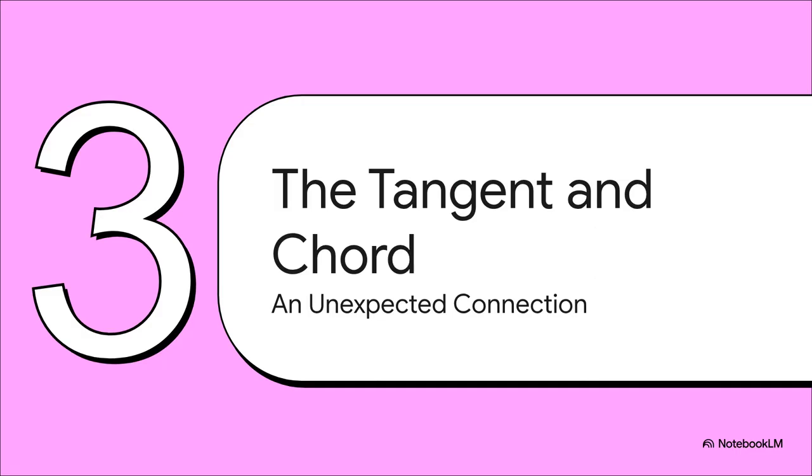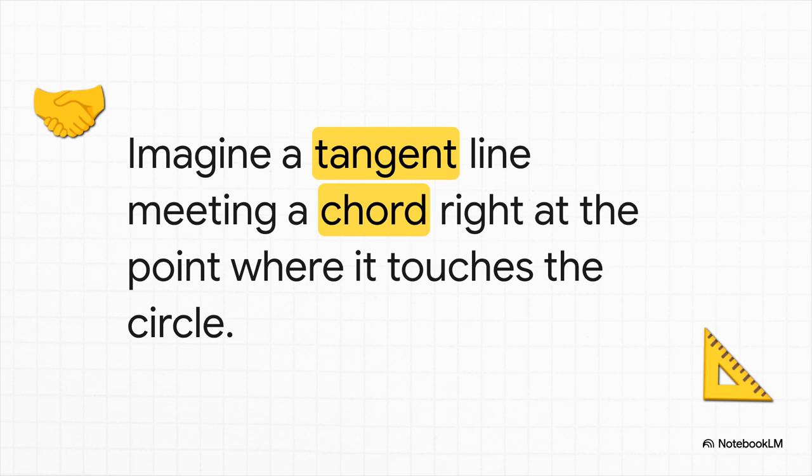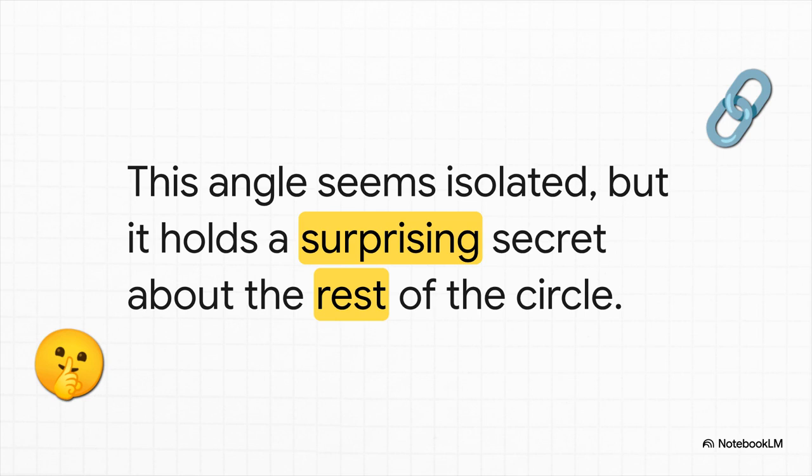Okay, that first one was cool, for sure. But this next secret, oh man, this one is, in my opinion, the most beautiful and totally unexpected of them all. And it brings together 2 of our new vocabulary words, the tangent and the chord. Okay, so picture that line that just kisses the edge of the circle. That's our tangent. And right at that single point of contact, we draw a chord that cuts back into the circle. And right there, where they meet, they form an angle. Now, you might think that angle is just kind of on its own, right? Stuck on the edge. But nope. It's secretly connected to the entire rest of the circle.